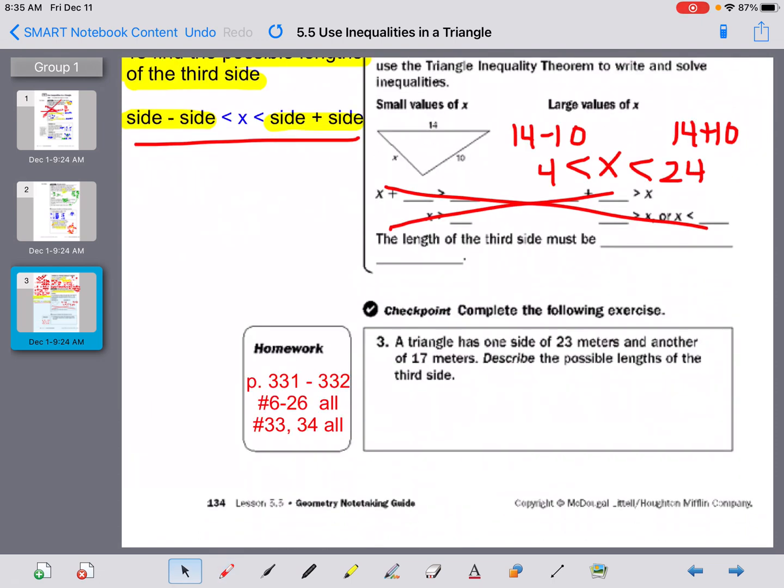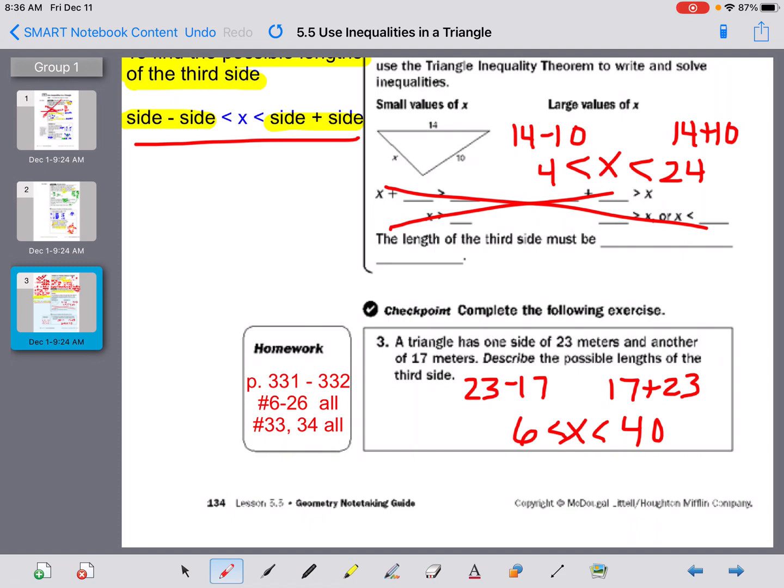And on the bottom, a triangle has one side of 23 and another side of 17 meters. Describe the possible lengths. Same thing we just finished there. So what we're saying here is I add my two sides I already know, and I subtract my two sides I already know. It's helpful to put the bigger number first, right? 23 minus 17 is 6. 17 plus 23 is 40. I want my x, or my other side, I'm just calling it x, to be somewhere between 6 and 40. It can't equal 6, it can't equal 40, but if it's somewhere between, that's going to make a triangle.